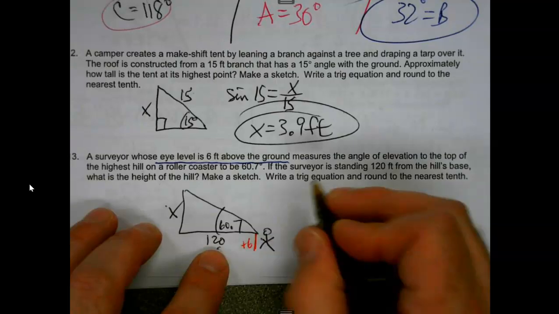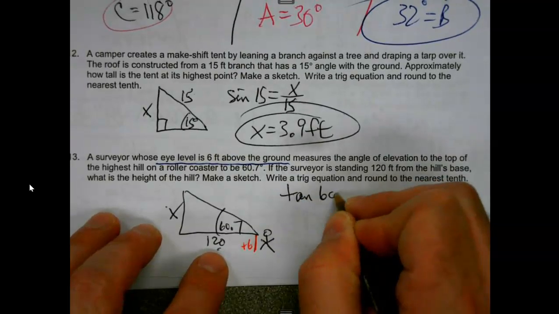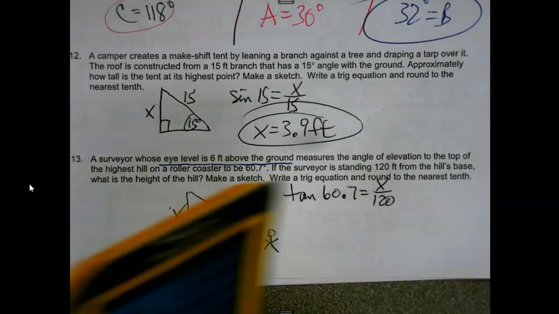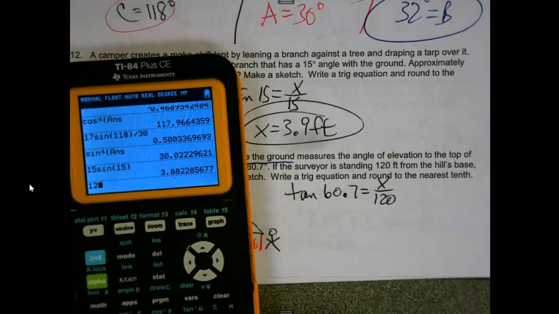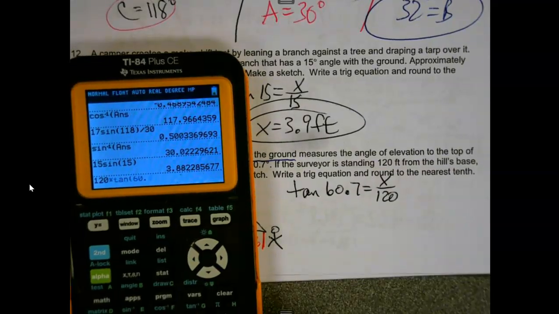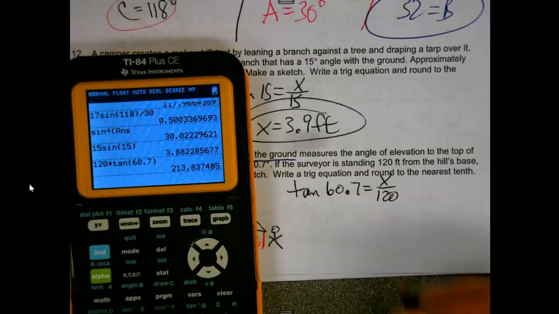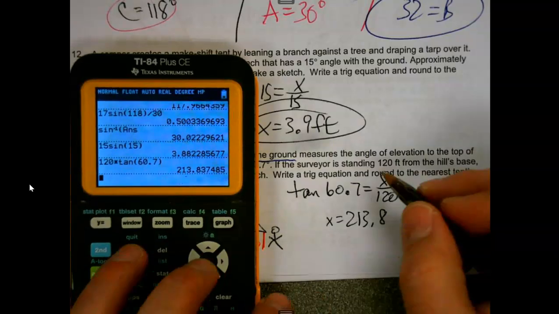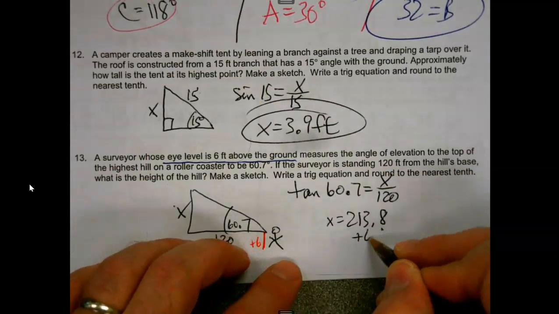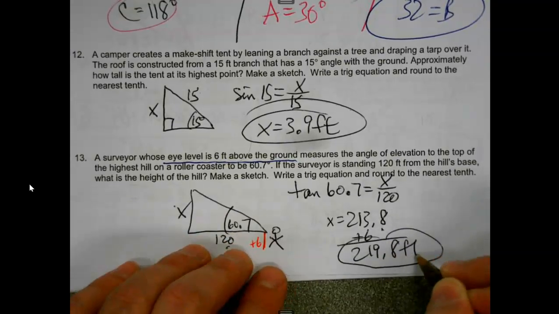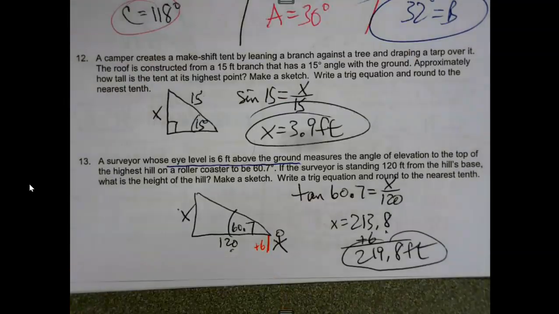So opposite over adjacent is tangent. We're going into multiply mode here. So 120 times the tangent of 60.7 is 213.8. Don't forget to add your 6. Don't add it to the decimal part, that would be silly. Get yourself set up there.